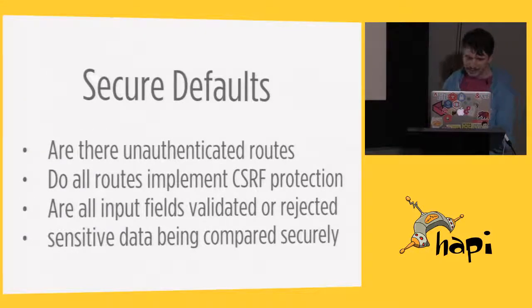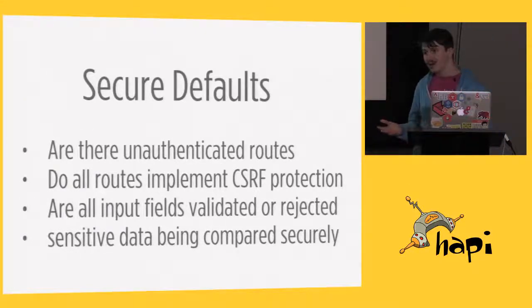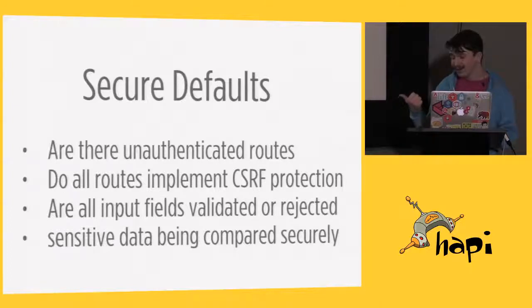So secure defaults, this is what I have right now. These components were working at some point. Now they're kind of disconnected, and I've got to link them back together, so unfortunately I won't be able to have a demo. But are there unauthenticated routes? Is the first one. Really simple. You just check the route handler, see if there's a no auth set.